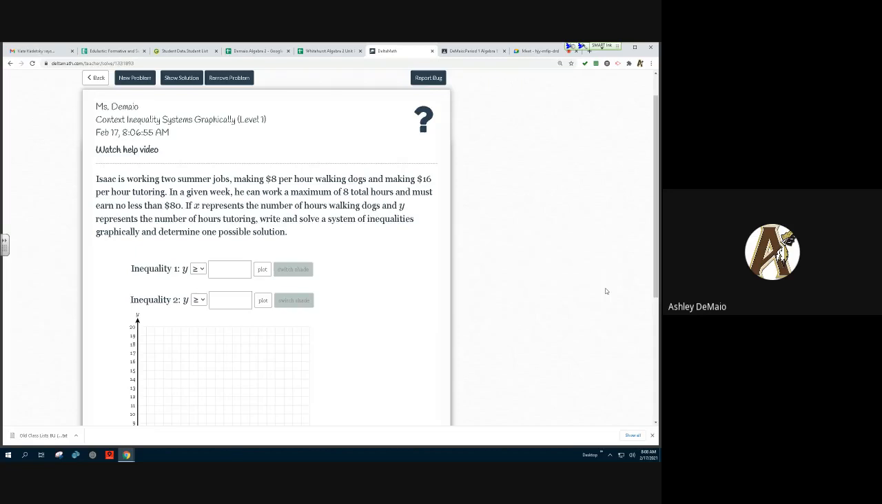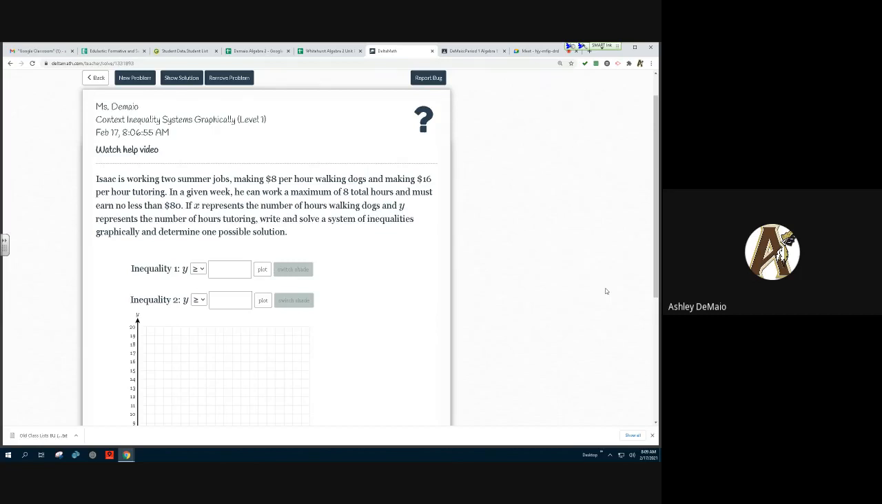So Isaiah is working 2 summer jobs, making $8 per hour walking dogs and making $16 per hour tutoring. If in a given week he can work a maximum of 8 total hours and must earn no less than $80. If X represents the number of hours walking dogs and Y represents the number of hours tutoring, write and solve a system of inequalities graphically and determine one possible solution.